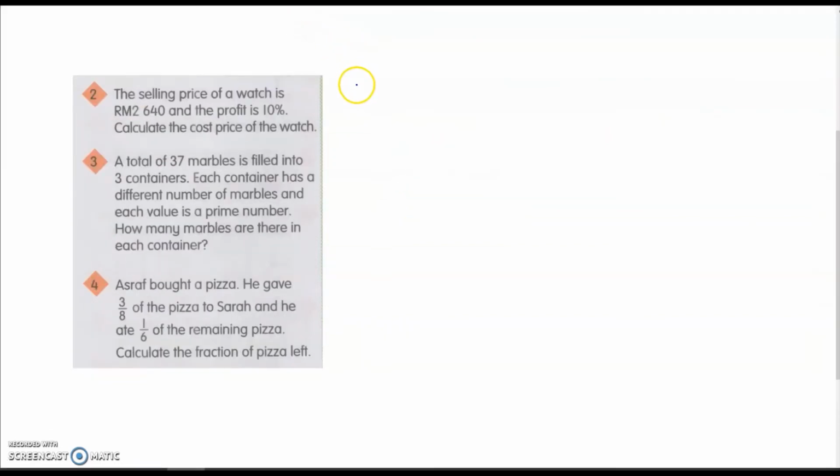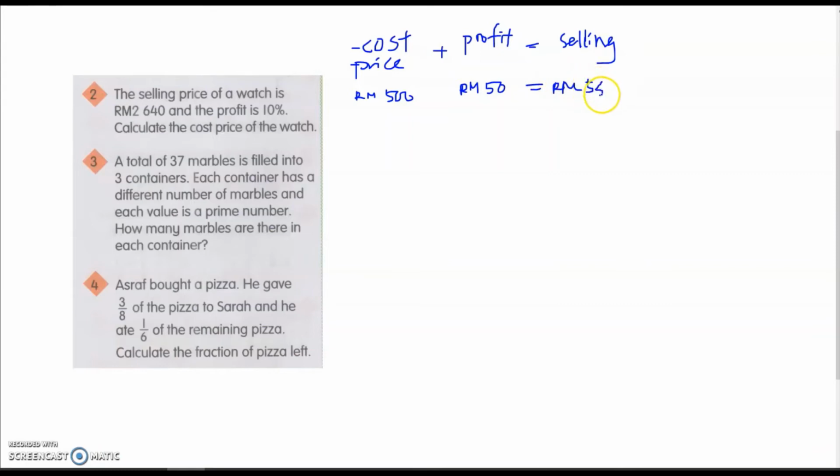For question 2, the selling price of a watch is 2,640 ringgit and the profit is 10%. Calculate the cost price of the watch. Now, when you start a business, when you sell something, you need to make that thing or buy that thing from the factory or from the supplier. So you have your cost price. Let's say you buy a watch for 500 ringgit. You have a cost price, and then you need to earn, so that is your profit. Let's say I want to earn 50 ringgit. Then when I sell it to the customers, the selling price will be 550 ringgit, my cost price plus the profit I want to make. So cost price plus the profit equals the selling price.